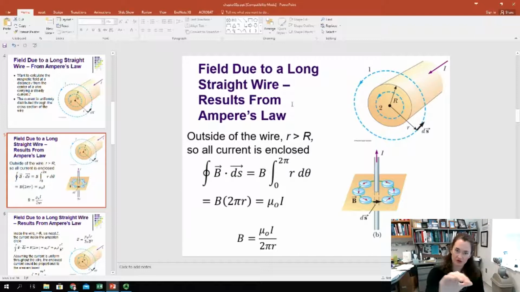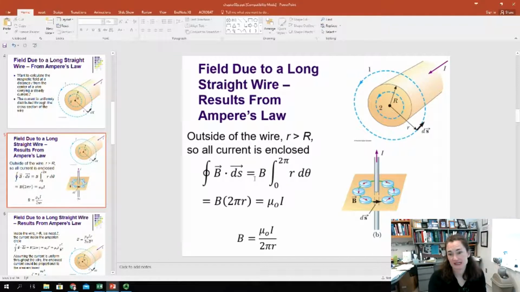So if you point your thumb in the direction of the current, your fingers will naturally curl in a counterclockwise direction around that wire. So that's the direction we're going to do our line integral in for our magnetic field. Okay, that's the direction. You can see here that ds at the point is shown in the lower right hand corner of our Amperian loop circle. ds is pointing so that it goes counterclockwise at that point.